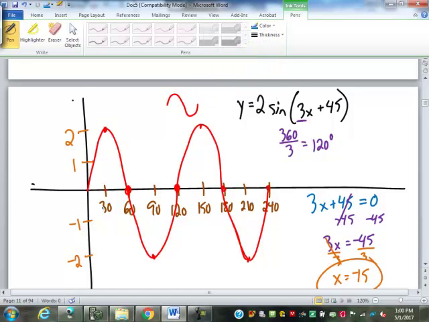What I can do is just subtract 15 from each of these. So 0 becomes negative 15, 30 becomes 15, 60 becomes 45, 90 becomes 75, 120 becomes 105. This is just telling me I subtract 15 from each of these. Does that make sense? Okay.